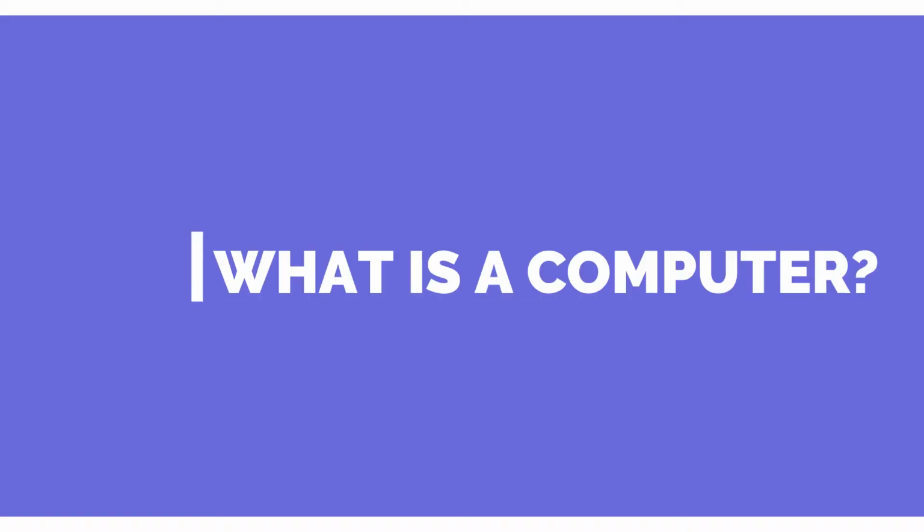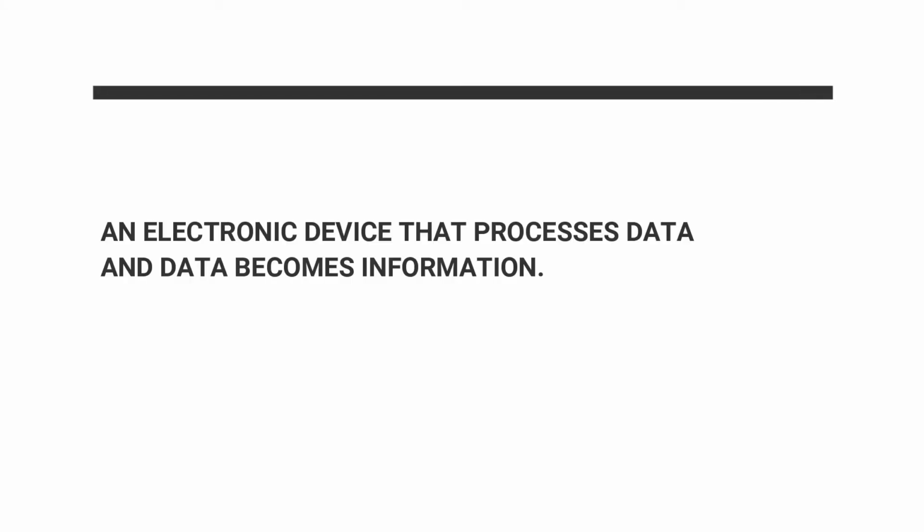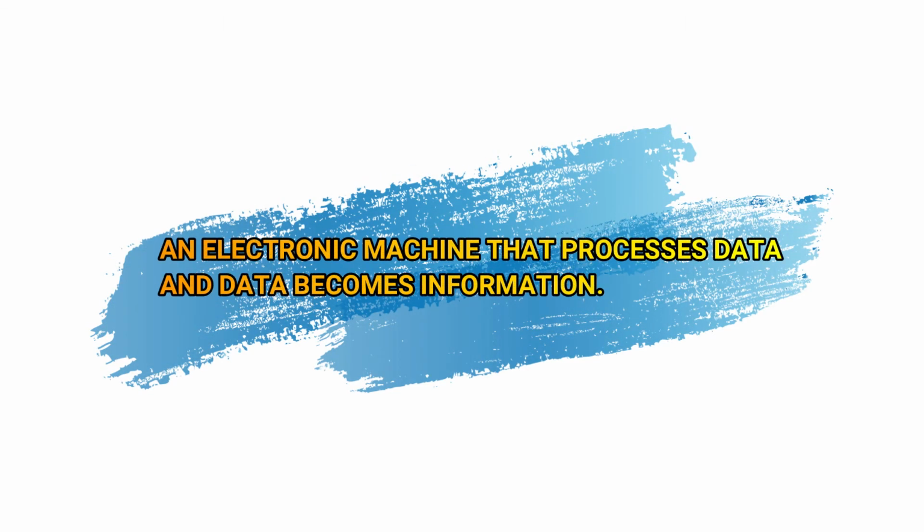What is a computer? A computer is a device that processes data. Data becomes information. An electronic machine or device that processes data. Data becomes information.